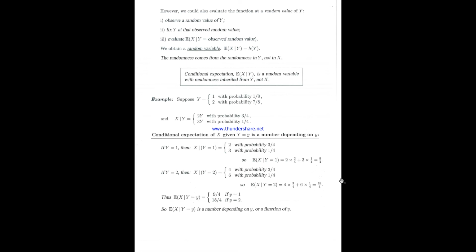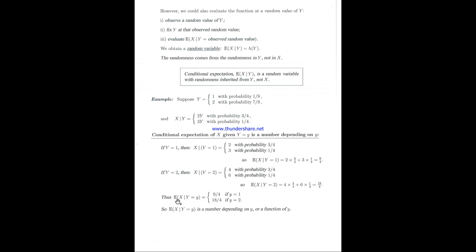So we can say the conditional expectation is also a random variable, and the randomness is inherited from y, not from x. We can observe the conditional expectation as a random variable because of y. Because when y is changing, it's changing.